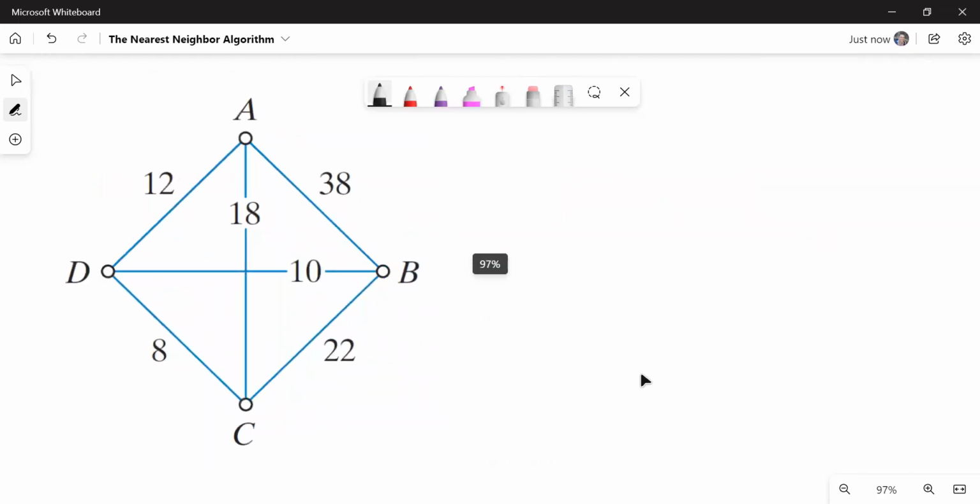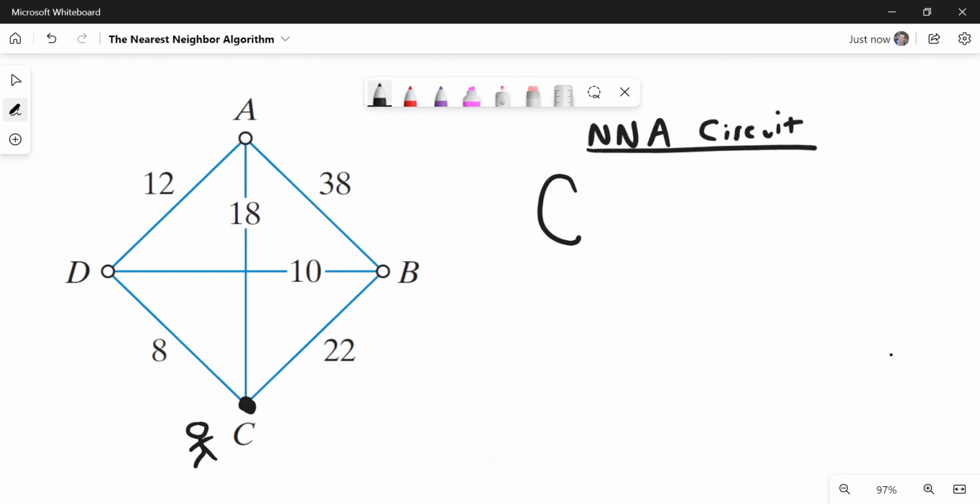Here we have a connected, complete graph of A, B, C, D. I want to find the cheapest, or the smallest, route. I don't know what these numbers represent, so I just pick a starting spot. I'll just start at C. This would be my nearest neighbor algorithm circuit. I'm going to show you how to do it. You pick a point, start at C, and then I just choose the cheapest route.